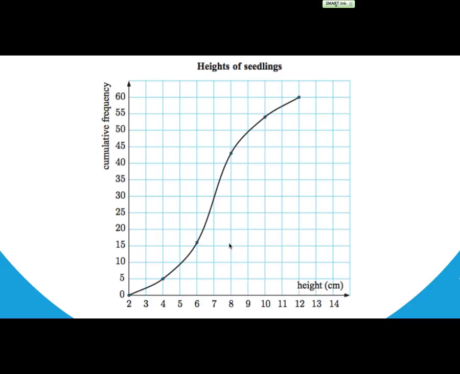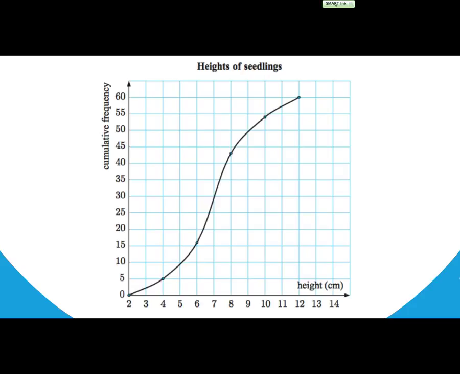So one thing you'll notice is that whatever we're measuring goes along the x-axis. In this case, it's the heights of seedlings. So the heights are going on our x-axis, but this could be ages, it could be length, it could be something else like that as well. It could be money. So whatever it is we're measuring goes along the x-axis, our data values, whether it's cumulative or not cumulative, whether it's discrete or not. And then the cumulative frequency is what goes on the y-axis.